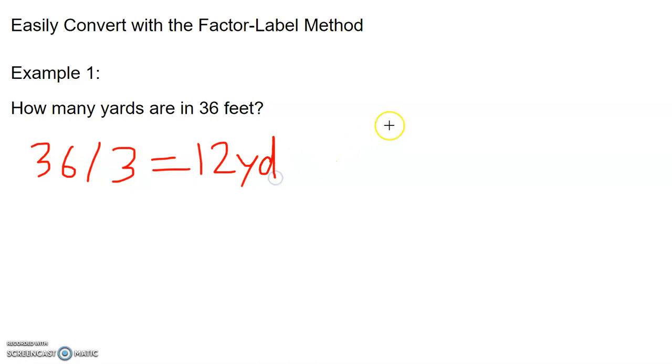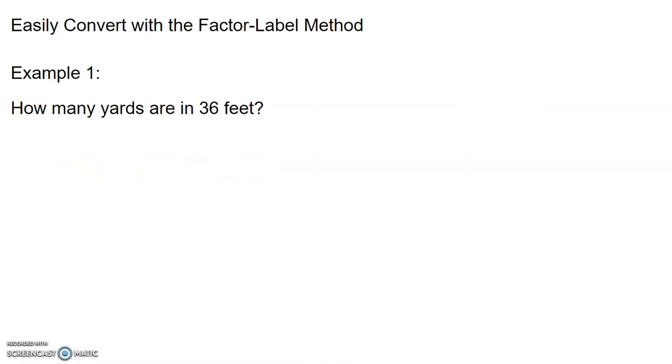Now that was pretty simple, but let's see how we could have solved this problem if we were to use the factor label method. To start it off, you take the given quantity, 36 feet, and put it over a fraction. In this case, it's over 1 because there's no other associating unit with it. Then you take the conversion factor of 1 yard equal to 3 feet and set it up so that the units cancel out in the numerator and denominator.